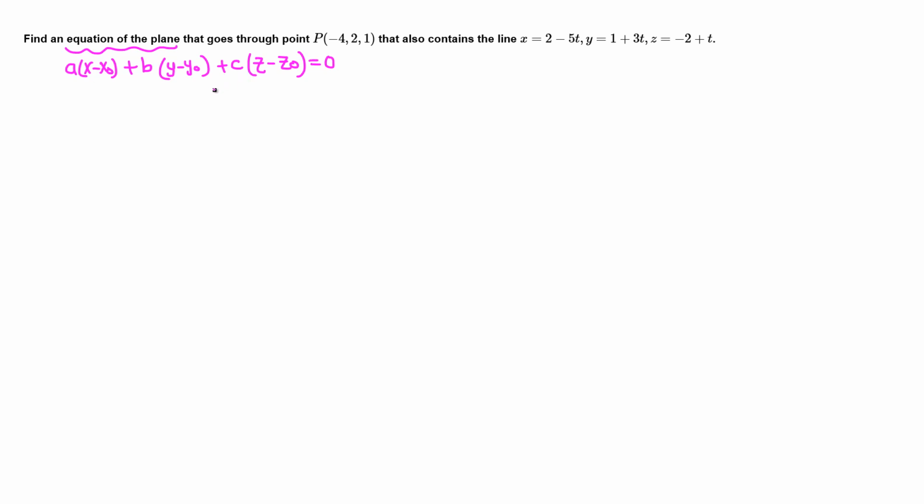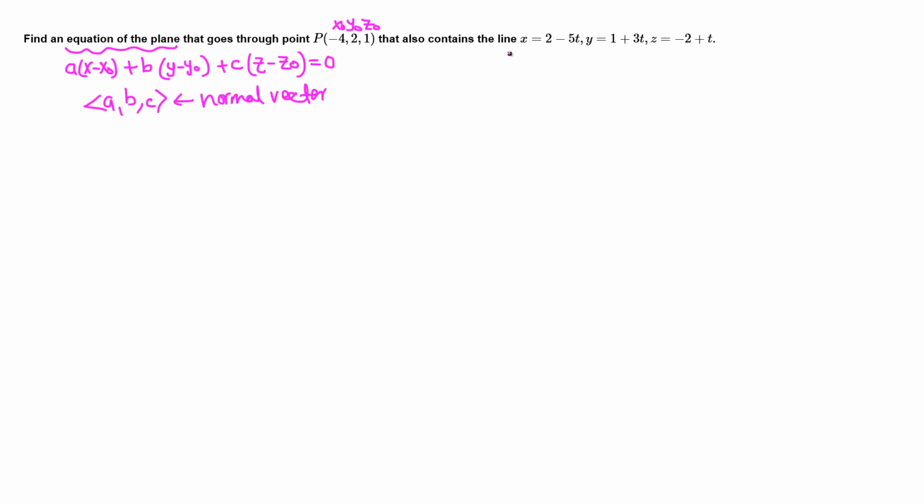So for this we need a point x naught, y naught, z naught, and we know a point on the plane. X, y, z are variables, they'll be there. Now we need to find a normal vector to the plane, a, b, c. Thus a, b, c is a normal vector, just perpendicular to the plane.